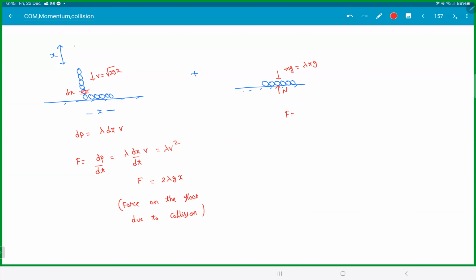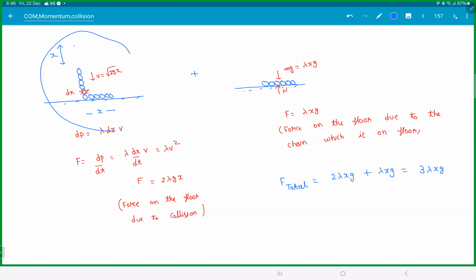So this force will be the force on the floor due to the chain which is at rest. Both are due to the chain only, due to the chain which came to rest, or the chain which slid sideward. So one is due to collision and one is this thing. So the total force due to the chain has two components: 2 lambda xg due to collision and lambda xg because of the chain which is resting. That will be 3 lambda xg. Check.